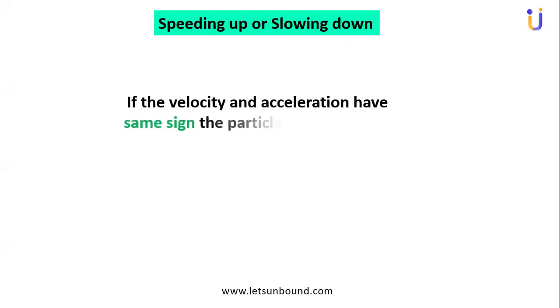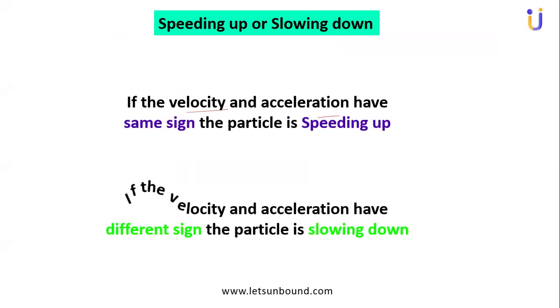Now, the next question is: is it speeding up or slowing down? At a particular time, is my object speeding up there or is it slowing down? The acceleration we are talking about, right? To find that: if the velocity and acceleration have the same sign, the particle is speeding up. We know how to find velocity and acceleration at a particular point. If they have the same sign, they are speeding up. If they have different signs, they will be slowing down. That's how simple it is. So you can interpret using these techniques.